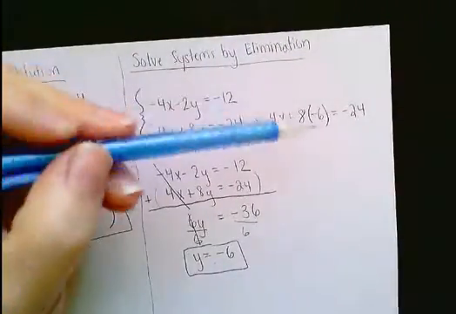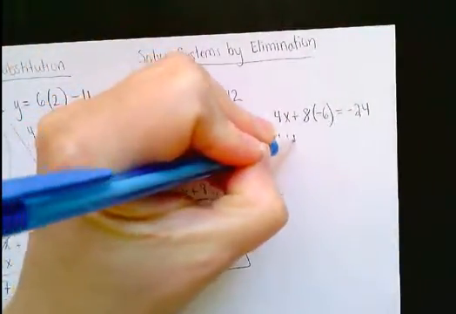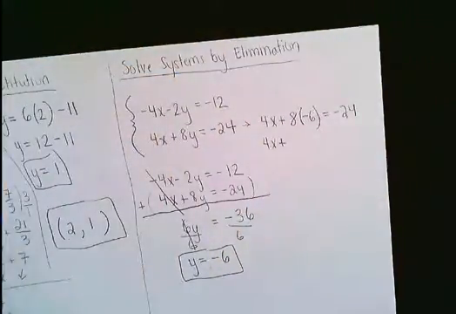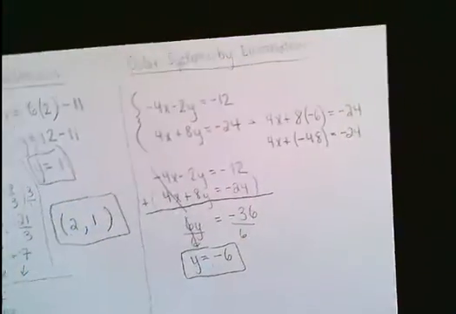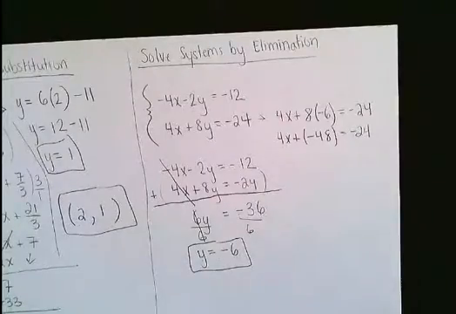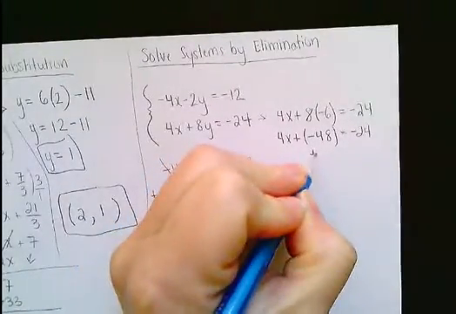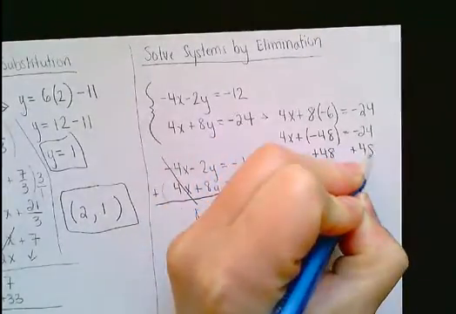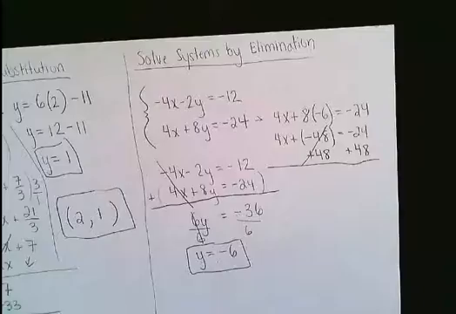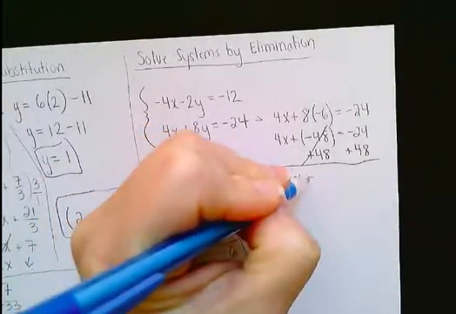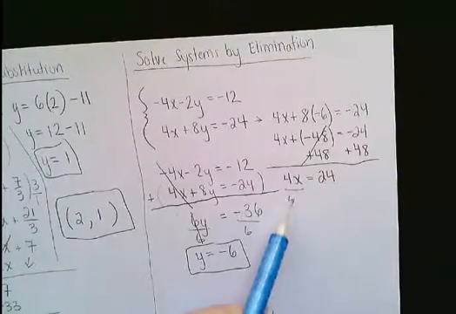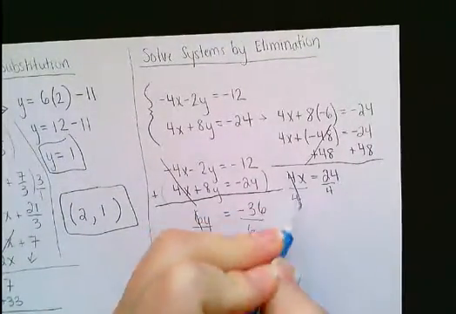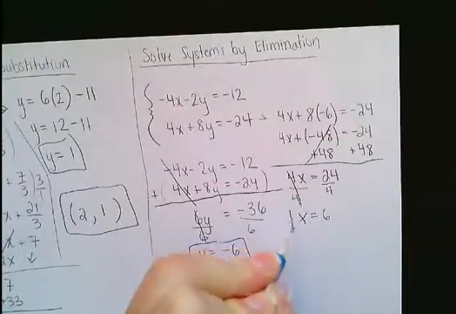Okay, and then I can just go ahead and simplify. I have 4x plus 8 times negative 6, which gives me negative 48, equals negative 24. Now, to solve the equation, I have a negative 48, so I can add 48 to both sides. This 48 cancels out, and then 4x is going to be 48 minus 24, which gives me positive 24. And now to solve for x, I just divide both sides by 4, and I get x equals 6.